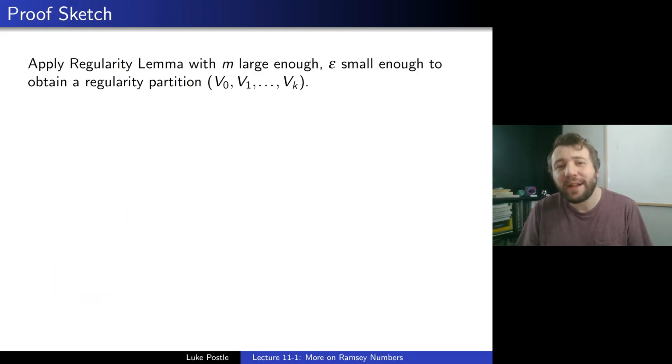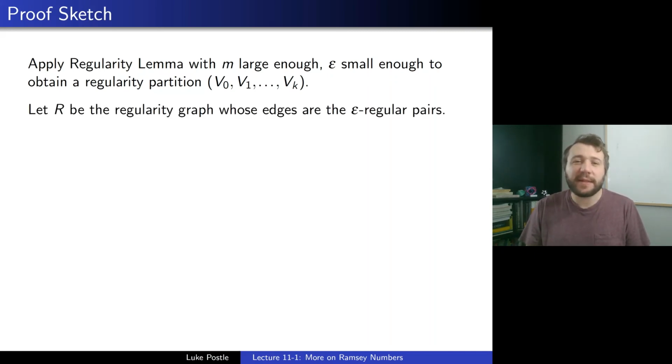You apply the regularity lemma with m large enough and epsilon small enough and obtain a regularity partition. I could tell you what the m and the epsilon will be, but let me skip those details. That's really the only part of the proof that's missing. We'd have to choose them appropriately, and that's rather typical for these kinds of extremal proofs: there are parameters, and you reverse engineer what they should be after you've done the proof.